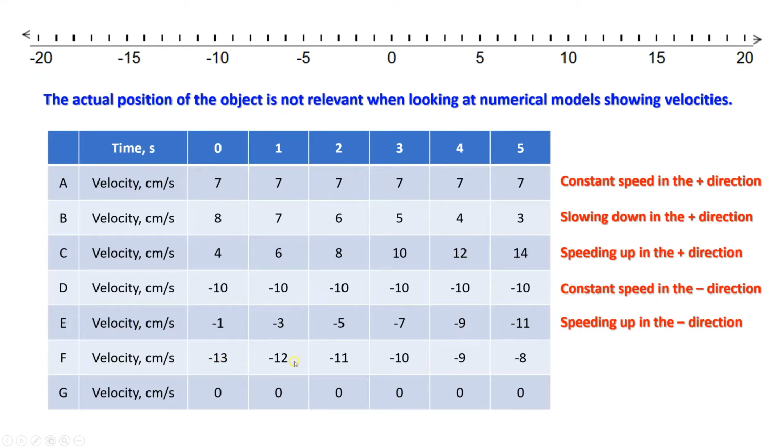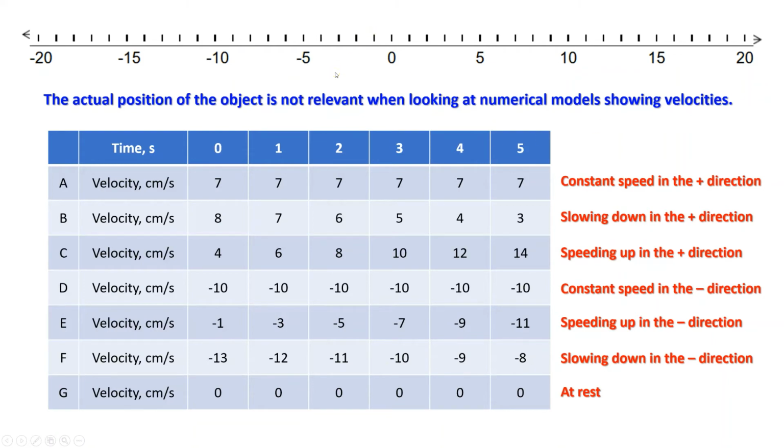Object F has negative velocities, moving in the negative direction, and their absolute values are getting smaller, 13, 12, 11, 10, 9, 8. So this object is slowing down while moving in the negative direction. And then object G has a velocity of 0. This means the speed is 0, the object is not moving. We say the object is at rest.